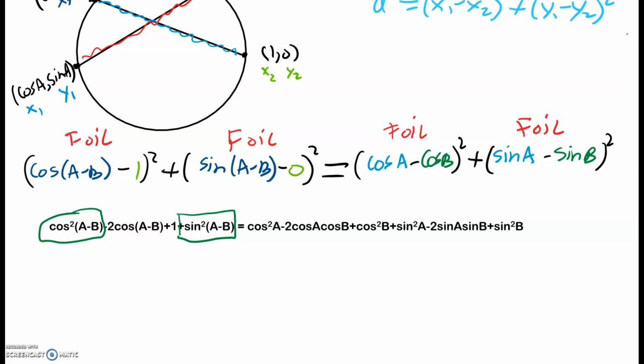And then over here, I've got cosine squared A right here, and then cosine squared A and cosine squared B is right here. And we know that that equals 1 as well. So we got some other things going on here.